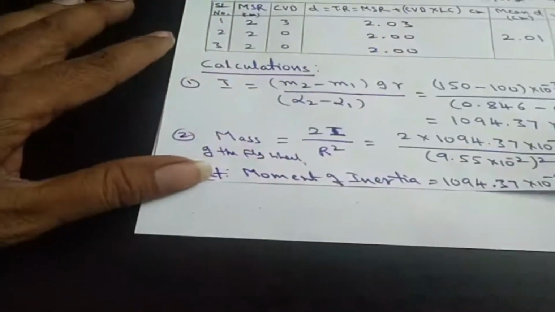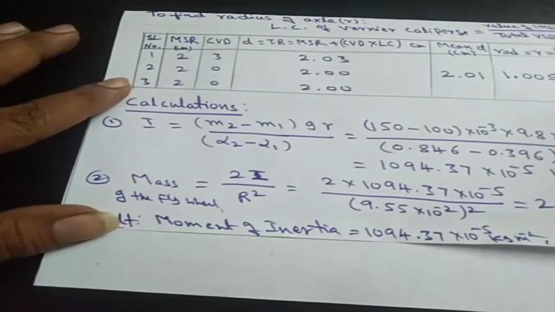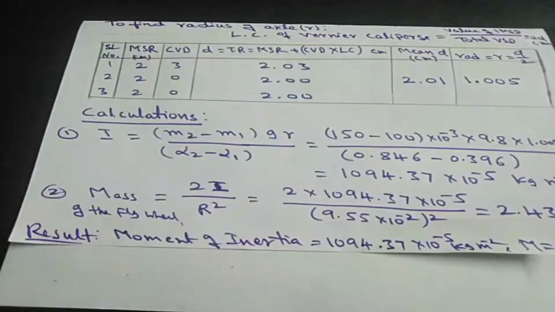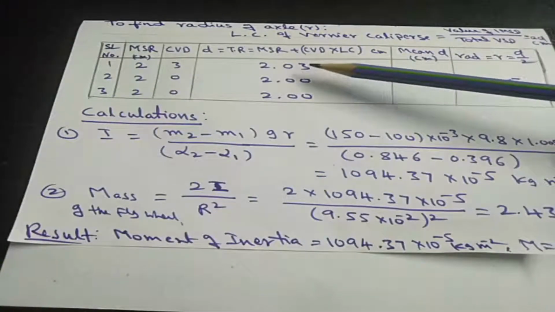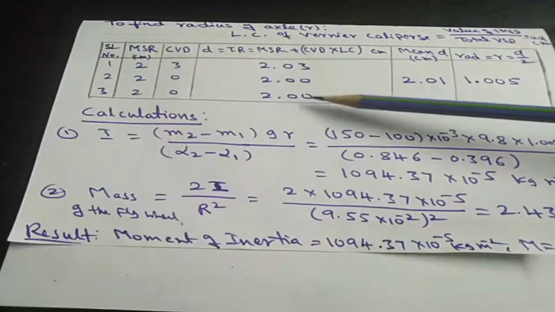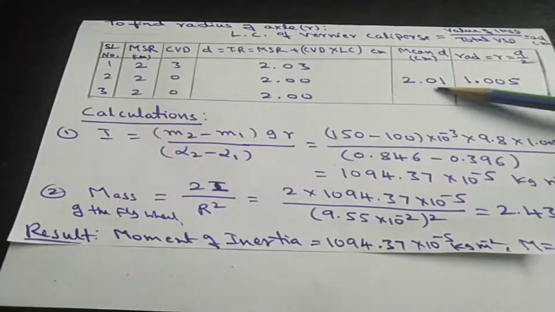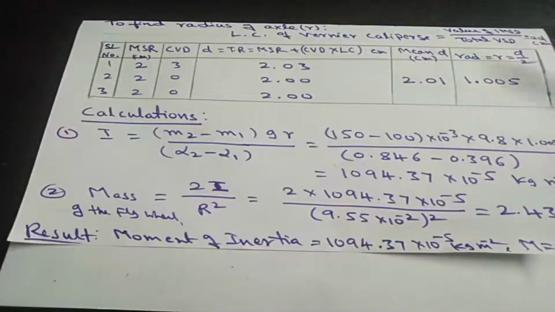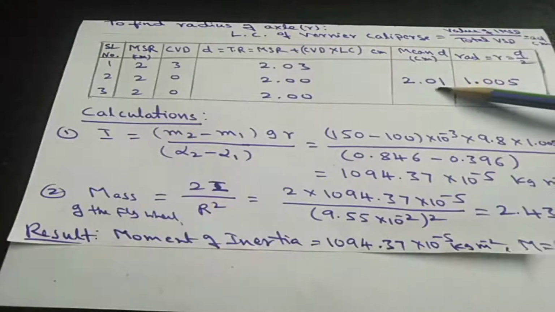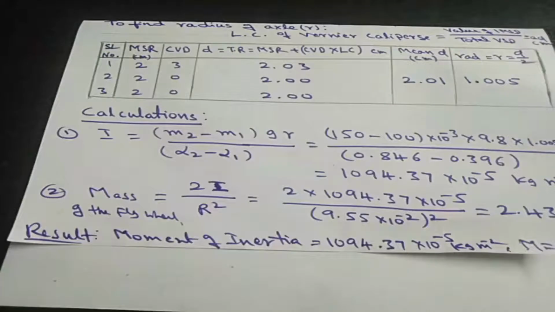Then we need to find the radius of the axle. Using the vernier calipers, the radius of the axle is determined. Similarly, in another two trials it is found to be 2 cm only, so the mean diameter is equal to 2.01 centimeter. So the radius is diameter by 2, therefore R is equal to 2.01 by 2, which gives 1.005. Now using all these observations and values, we can calculate the moment of inertia of the flywheel.